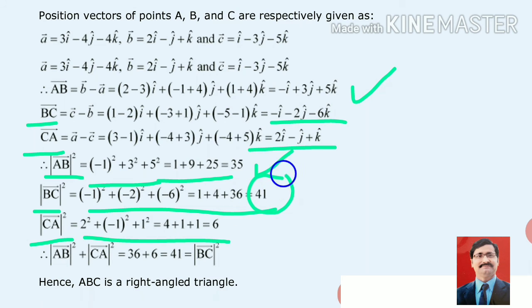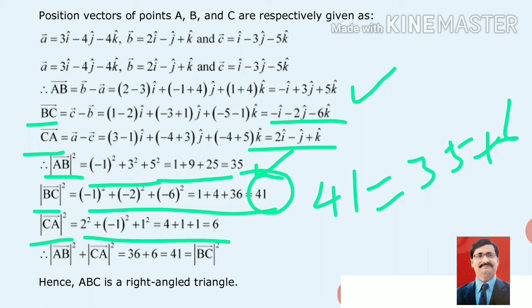Now here 41 is the largest number, and this largest number is equal to the sum of 35 and 6. You can write 41 equal to 35 plus 6. So here 41, the largest side, is the hypotenuse, and the other two sides are base and perpendicular. So here AB square plus CA square equals BC square, which means the Pythagoras theorem is applied. So we can say ABC is a right angle triangle, and angle A will be the right angle because BC is the hypotenuse, meaning the angle opposite to BC is angle A, and angle A is a right angle. This way you can prove this is a right angle triangle.